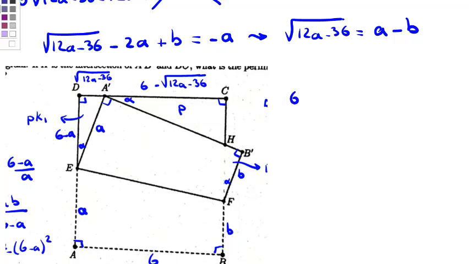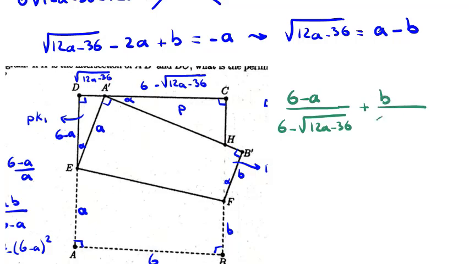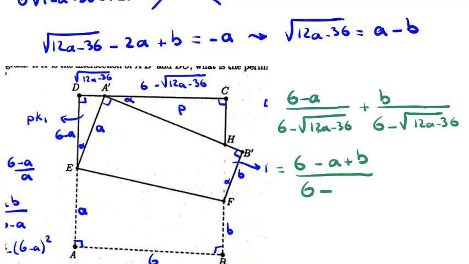Let me write the rest of that with green. It will be 6 minus a over 6 minus root 12a minus 36. Plus, here, if I want to write 90 minus alpha, it will be b over 6 minus root 12a minus 36. It is k1, it is k2. And it will be what? It will be 6 minus a plus b. So 6 minus this, 6 minus root 12a minus 36.